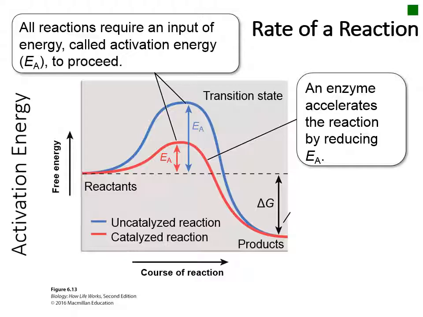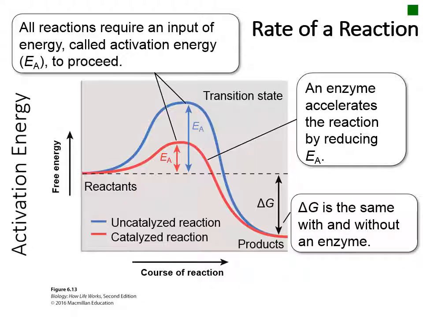In this figure, you can see the difference in the EA when an enzyme, the red line, is added to the chemical reaction. Enzymes reduce the activation energy by properly positioning the reactants and stabilizing the transition state. Notice that while the enzyme speeds up the chemical reaction, it does not change the reaction itself, as the reactants and products are the same. This means that the change in free energy remains constant.